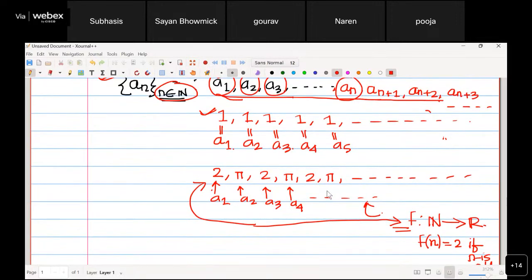If I have only 2 numbers, then certainly these 2 numbers can't be a sequence. But I can create a sequence out of 2 numbers. If I have only 2 and pi, then certainly this is not a sequence, but I can create a sequence out of this. Okay, thank you, Sugam.